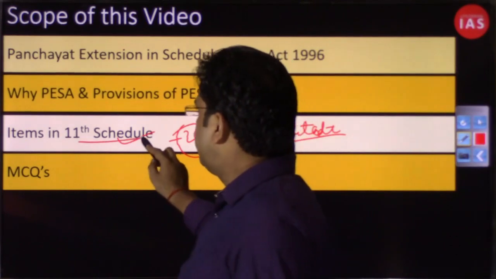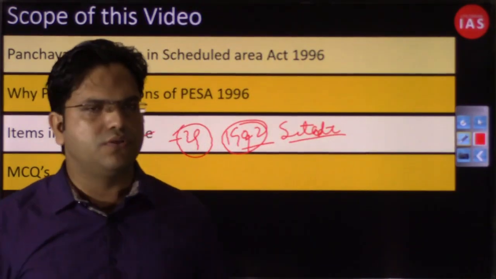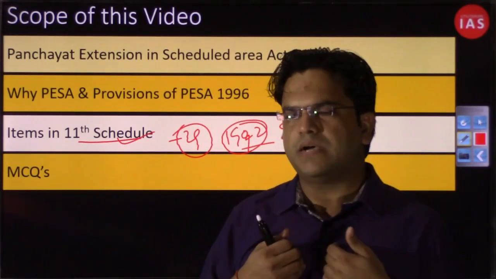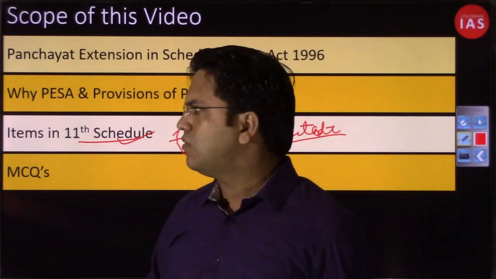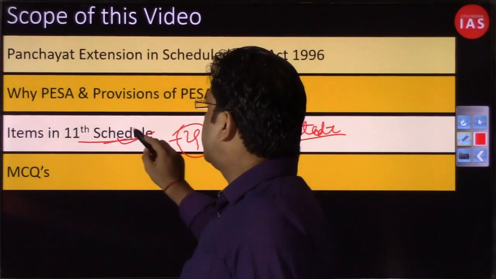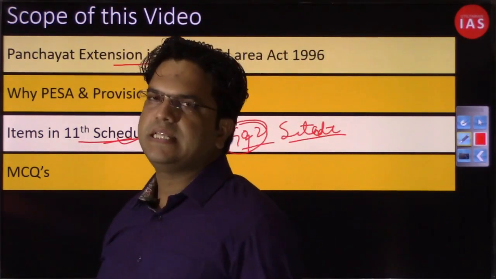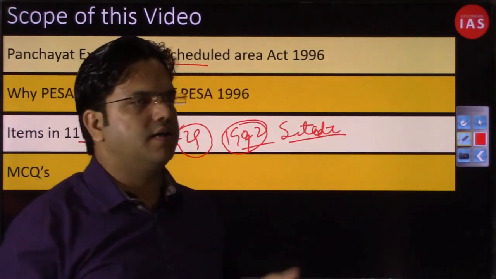So for the first item, we will look into those 29 items, or rather 4 or 5 items, and for the rest I'll simply say that you can remember all those things. So that is going to be the second topic. The first topic is going to be Panchayat Extension to Scheduled Areas, 1996.